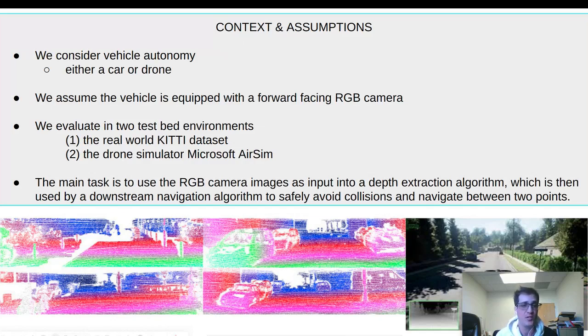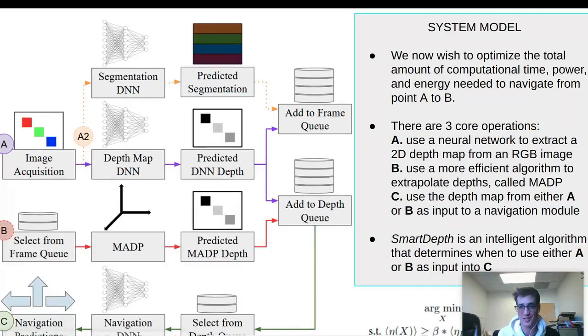then we're going to use our efficient algorithm to further extrapolate the depths to future frames while saving resources. And we're going to use those depth maps to help avoid any collisions while navigating between two points. So here's our entire system model laid out a little bit more. We'll go through each of these panels. Now what we want to do is optimize the total amount of resources spent while executing these computations, in the form of time, power, and energy while it's navigating from point A to point B.